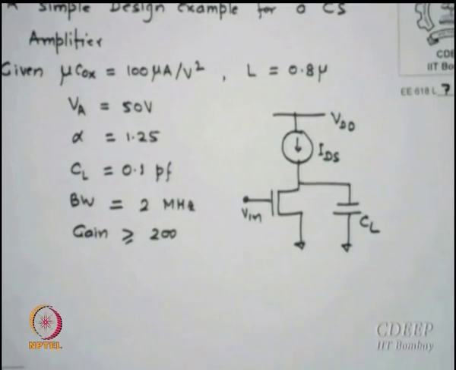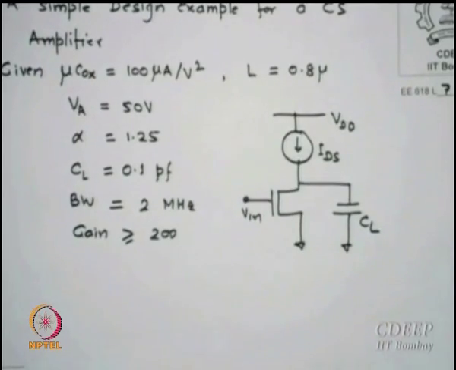Let us say I have a simple MOS amplifier which is biased by an IDS current source, and the data given to me is that mu Cox is 100 microampere per volt squared. These are all random numbers, not specific to real life, just contrived numbers. Channel length is 0.8 microns. So this is quite a good long channel approximation. 0.8 is sufficiently long for channels. The Early voltage is given to you as 50 volts.